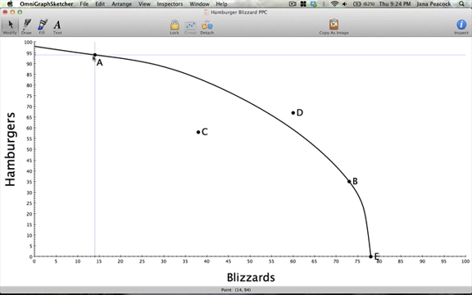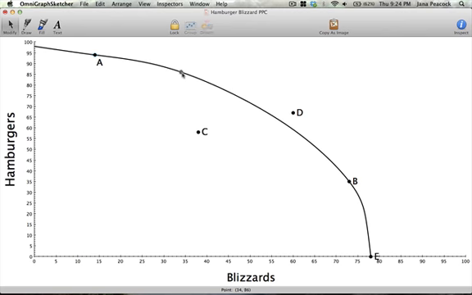But imagine in your mind everyone in the entire restaurant trying to make hamburgers. It would be crowded around the grill, people would be in each other's way, and so you'd have a lack of efficiency. If you move just one person over to the blizzard machine, you wouldn't give up that many hamburgers because it's so crowded, but you would gain a lot of blizzards because they're there working the blizzard machine themselves. That's going to change as you move along this curve.